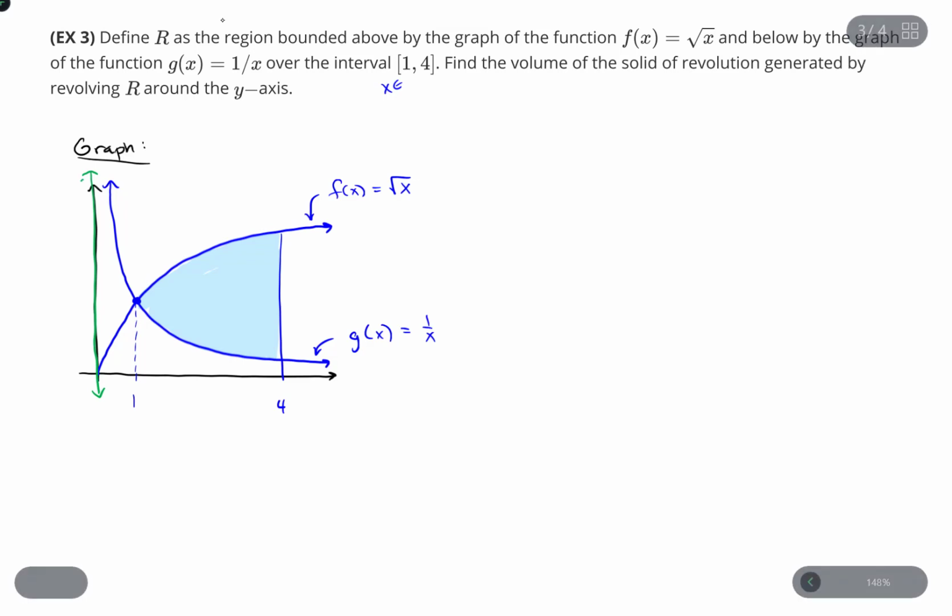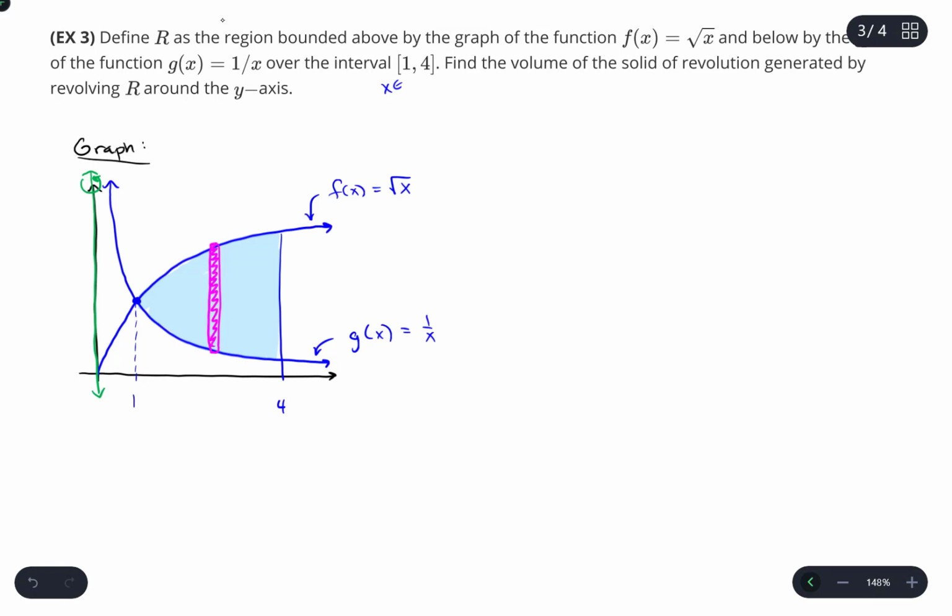All right, so rotating around the y-axis, I would need to decide if I want to use a horizontal rectangle or a vertical rectangle. A horizontal rectangle would not be great because I would have two subregions split by this point. This region right here would have to be rotated, and then this region up here would be rotated, because the rectangle bottom would be defined by different functions on those intervals. So I think that a vertical rectangle is best here.